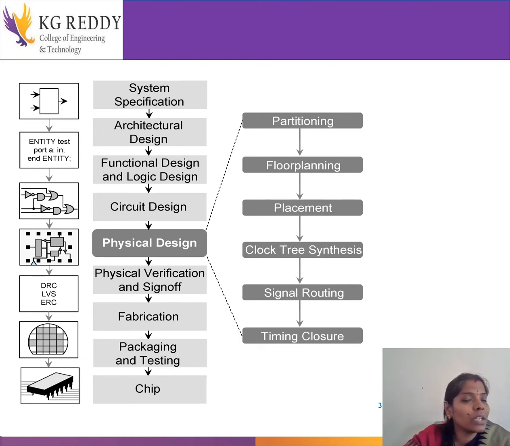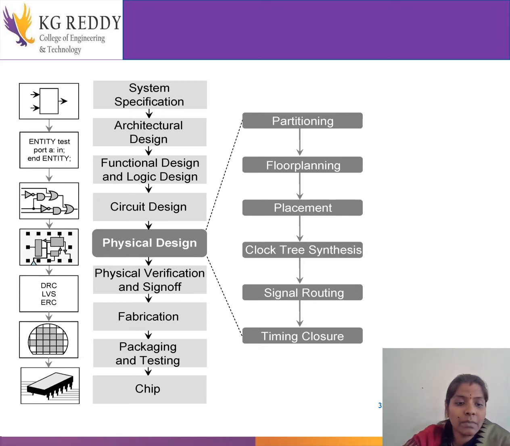So if we define the floor plan, it means we determine the location, shape, and size of the modules in the chip, and also we estimate the chip area, size, and what delays and routing congestions. All this we will include in the floor plan.